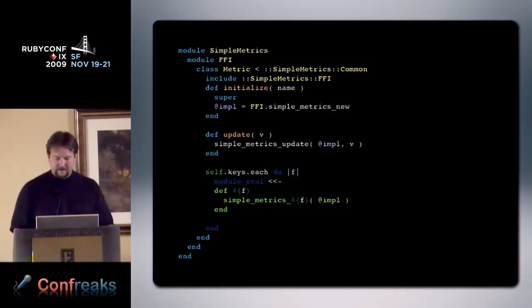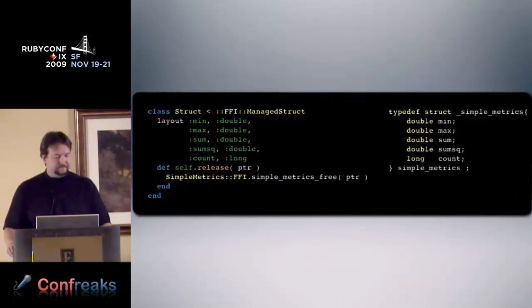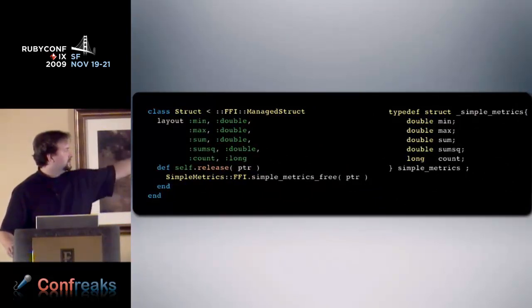So now we do a little side-by-side comparison. We have struct. This is the Ruby side. There's our C side. They look really similar. It's kind of cool.